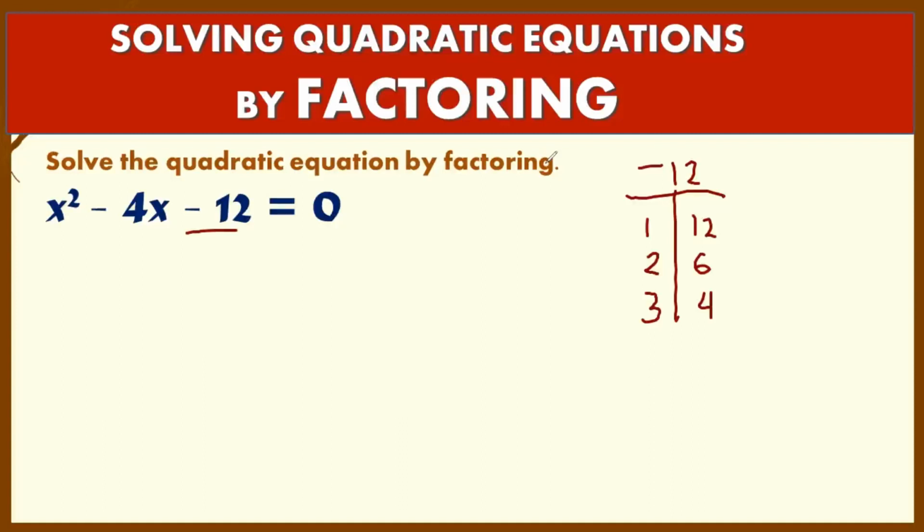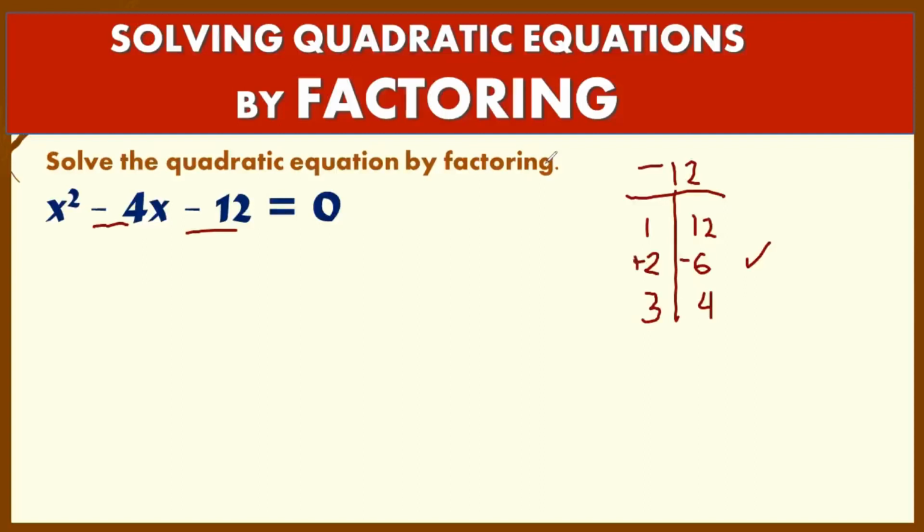So 1 minus 12 is 11. 6 minus 2 is 4. Oh, this one may work. So we are going to use these factors, 2 times 6. And which one is positive and which one is negative? Look at your middle term. We have negative 4x. It means the bigger number has the sign of negative. So this is negative 6. And we have positive 2.